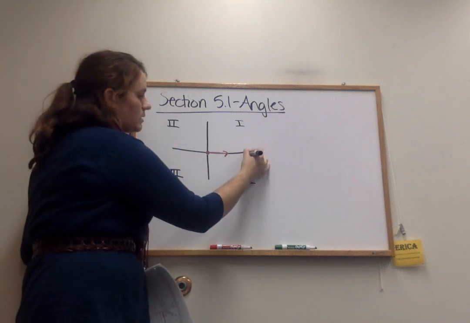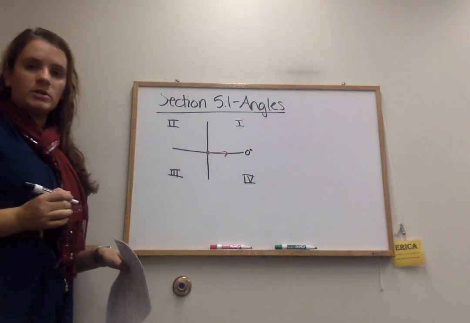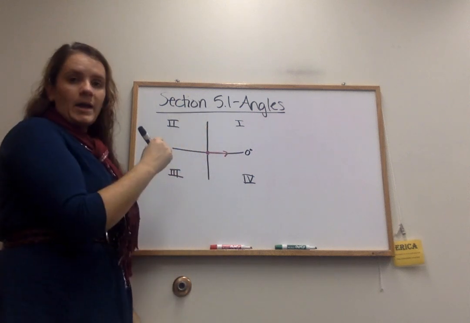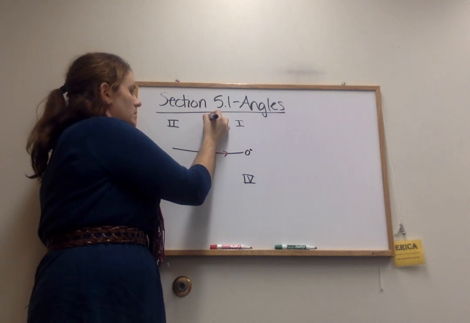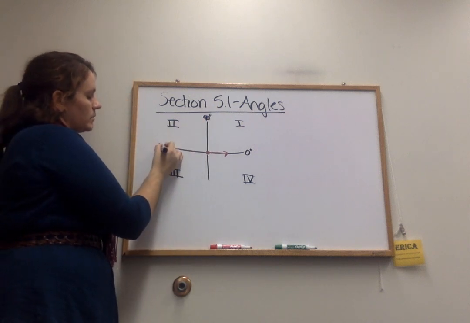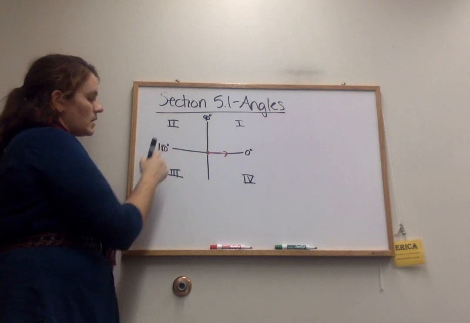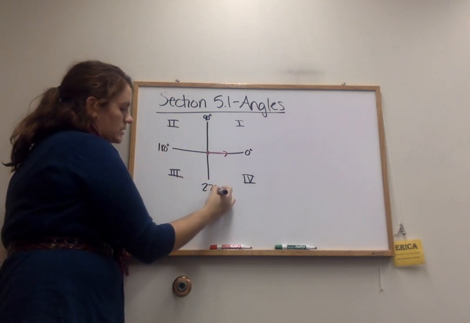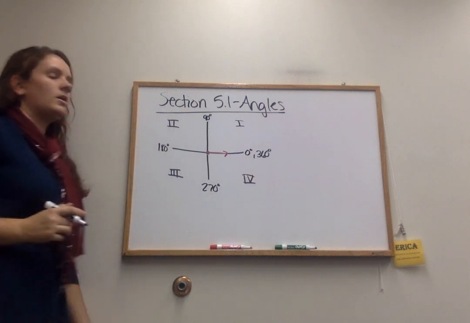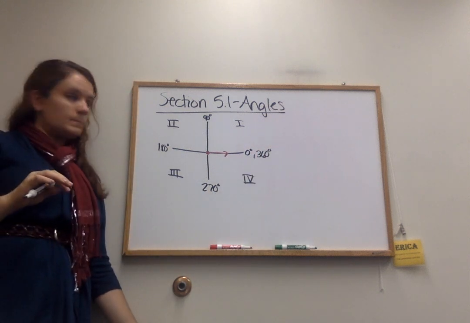So since we start over here, that's our 0 degrees, and we take a right angle to get us up to the y-axis, which is 90 degrees. Another 90 degrees, another right angle brings us to 180 degrees. Another right angle brings us to 270, and that again brings us back around to 360 degrees.